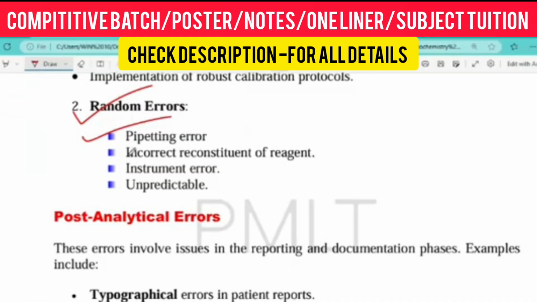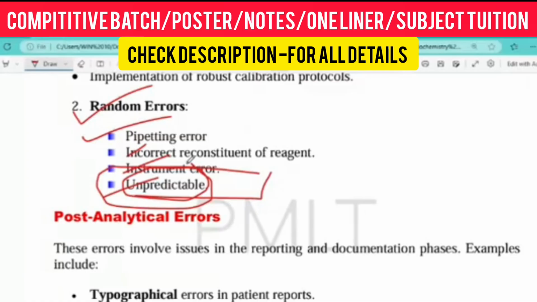And another thing is the instrument error, and the last one is unpredictable. This random error is unpredictable. You and I cannot give a guarantee of our hand, we cannot give a guarantee of our repeating, right? Because that is not in our hand. There might be slightly different results whenever we are collecting the sample, whenever we are preparing the reagent, as well as whenever we are doing the procedure. There might be single times of randomized changes, that is under random error.